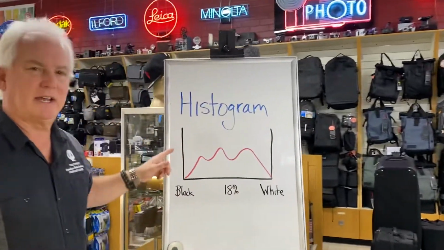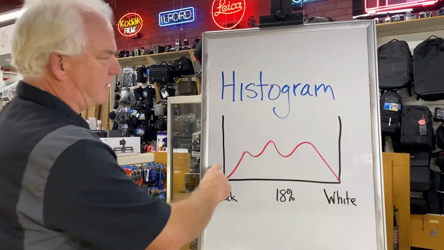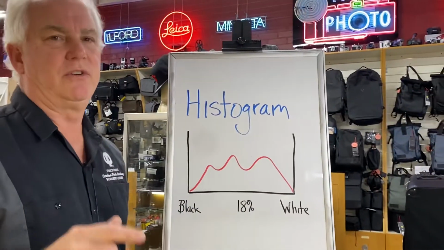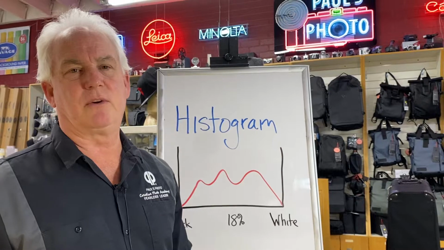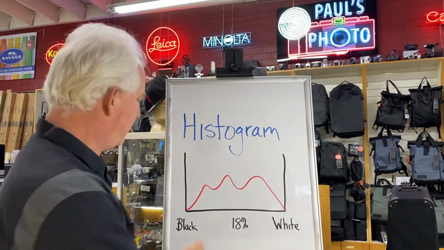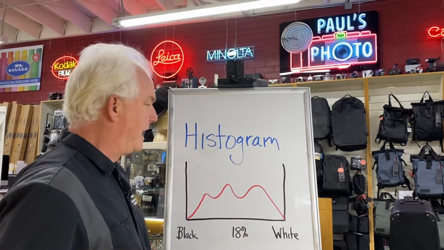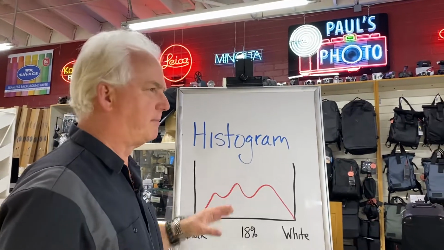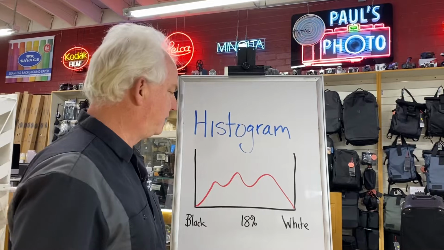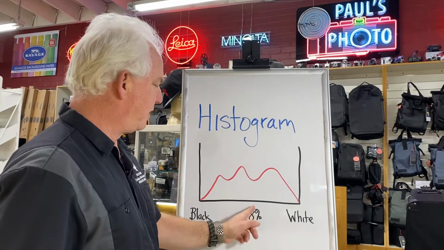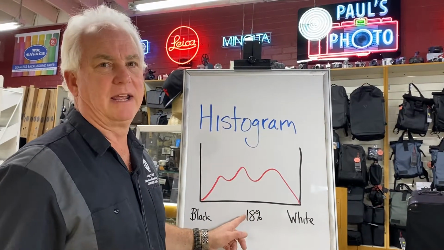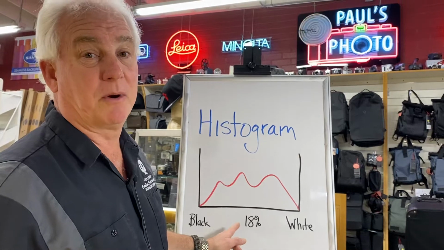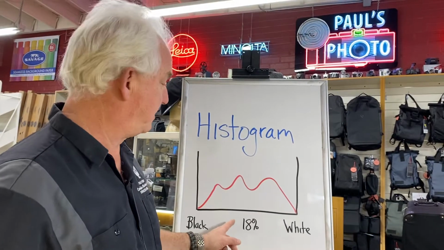So if you look at the histogram, it breaks down the 256 grays that we have in our digital image. This is the histogram line, and that's controlled by the subject of the picture. What's important to us in the histogram is the middle, which is our 18% gray. That's what we can control with the exposure, our light meter, our exposure compensation.